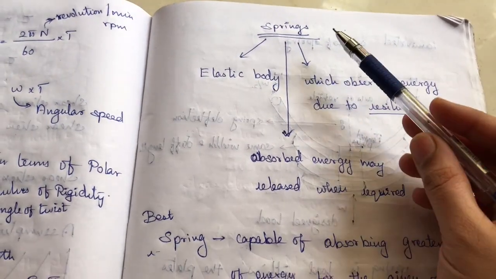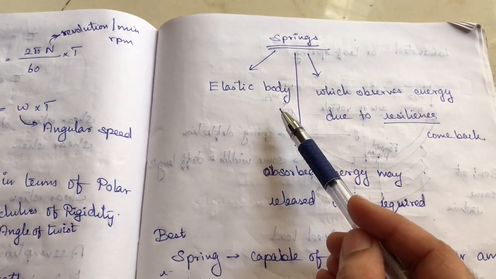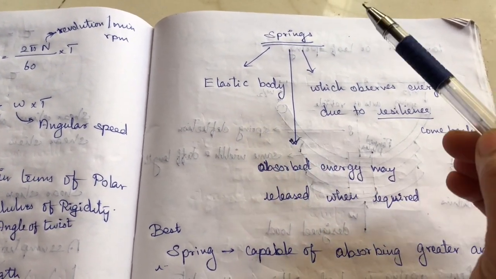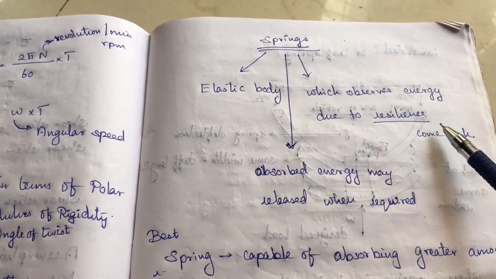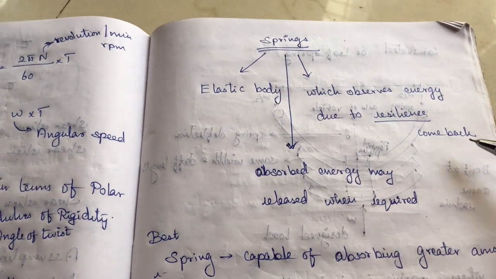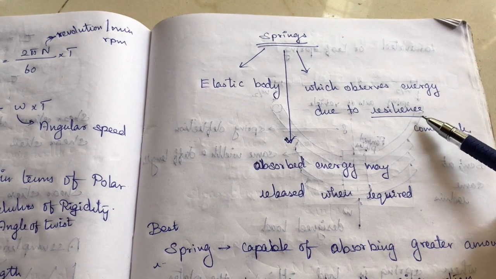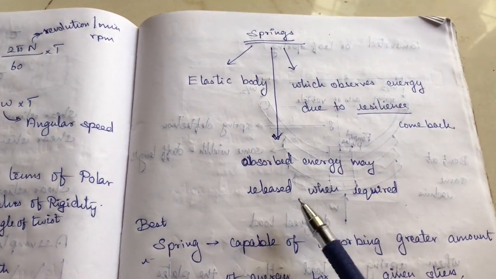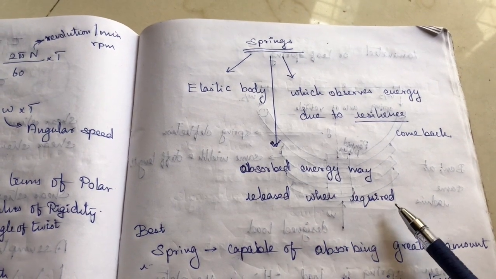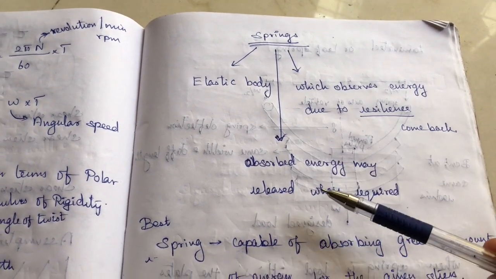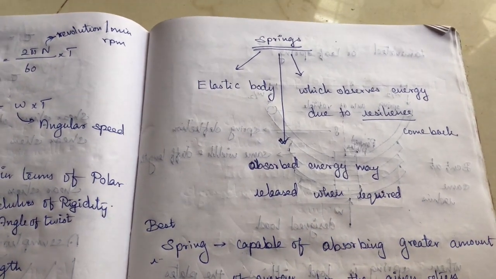Next we are going to see about the springs. Generally, a spring is an elastic body which absorbs energy due to the resilience, that is, it will come back to its original position. That is what resilience is. And third, absorbed energy may be released when required. So it can release the energy which is absorbed, whatever may be the time.